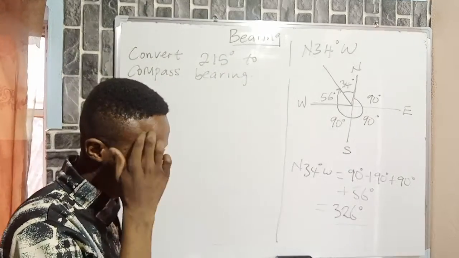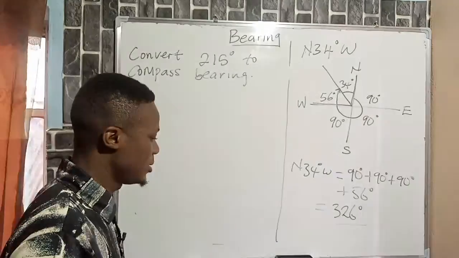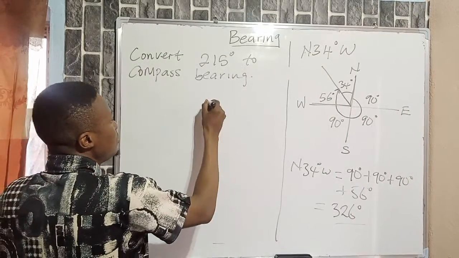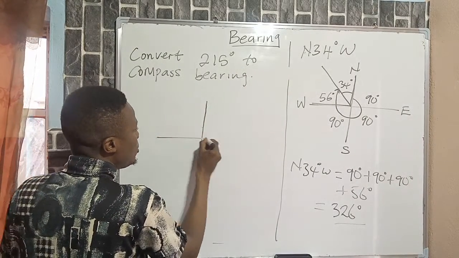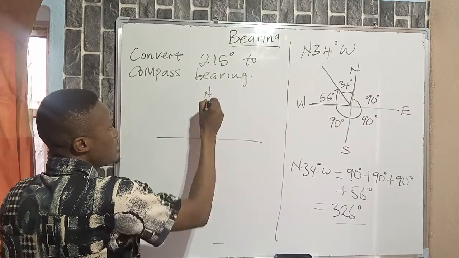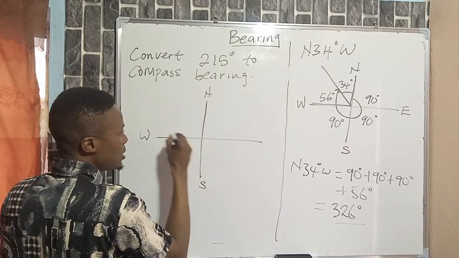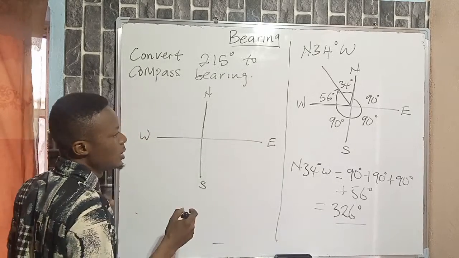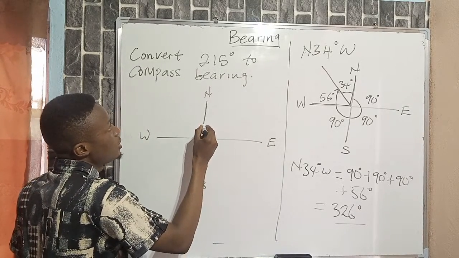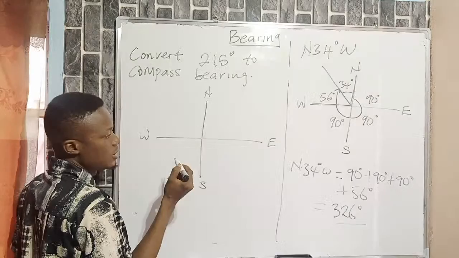215 degrees to compass bearing. If you want to do that, the same method is obtainable. You have to draw your cardinal points. Remember, here is north, here is south, here is west, and here is east. Begin from the north pole and turn. If you count up to 215, you stop.